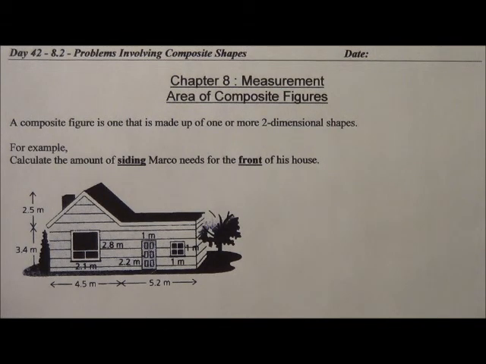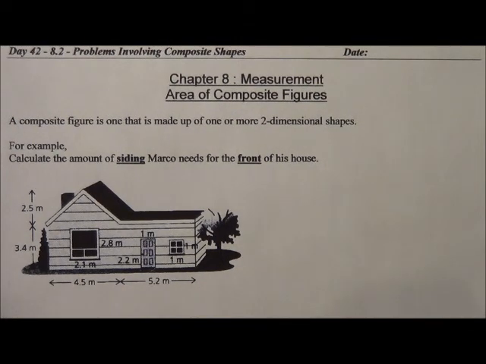So we're going to be taking a look at composite shapes, and what those are basically are figures that are made up of two or more two-dimensional shapes. So it could be a combination of rectangles and triangles, or rectangles and circles, or triangles and circles, or that kind of idea. So what we're going to do is take a look at this example.